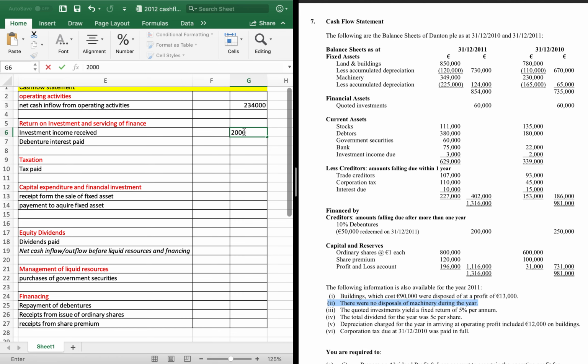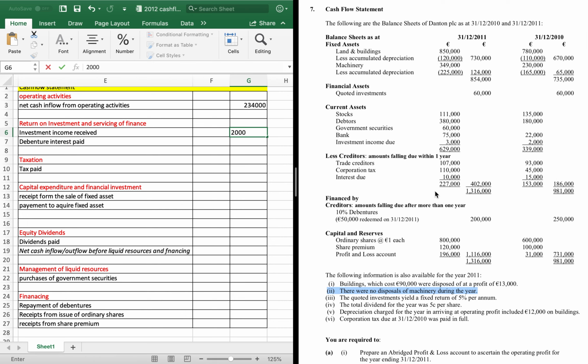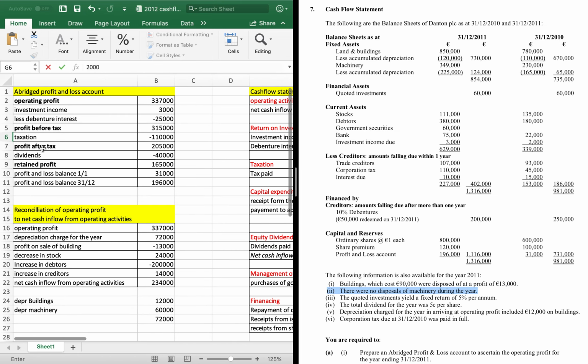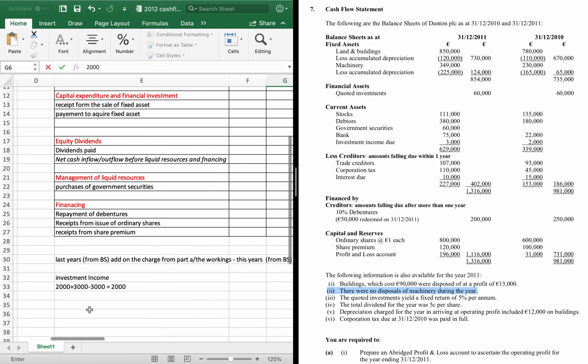Now, the second one, we do the same thing, debenture interest paid. So let's look at our debenture interest due. So at the end of last year, we owed 15,000. At the end of this year, we owe 10,000, and from part A, we should have paid 25,000. So let's look at that. So debenture interest.